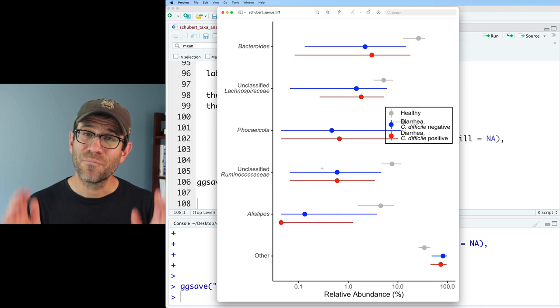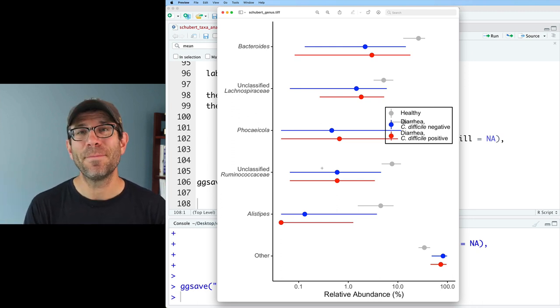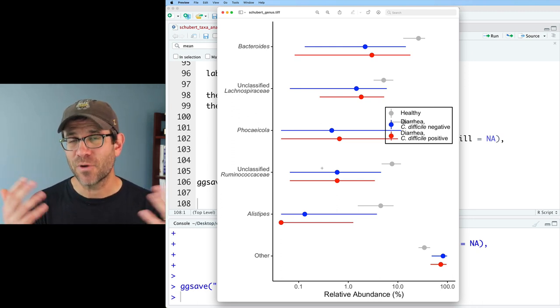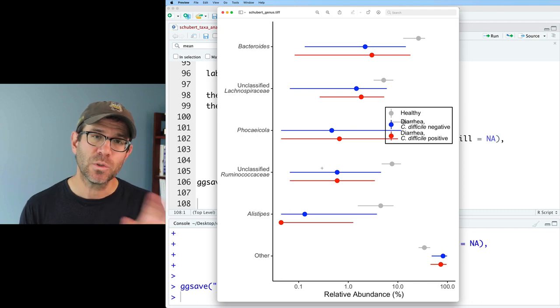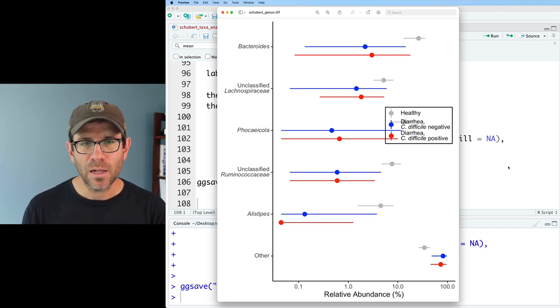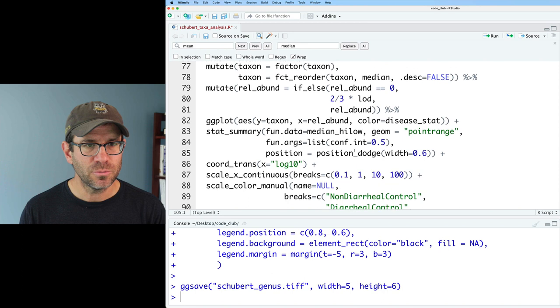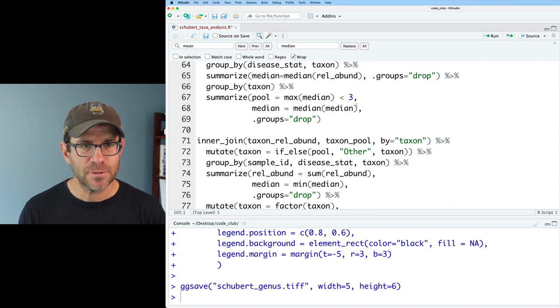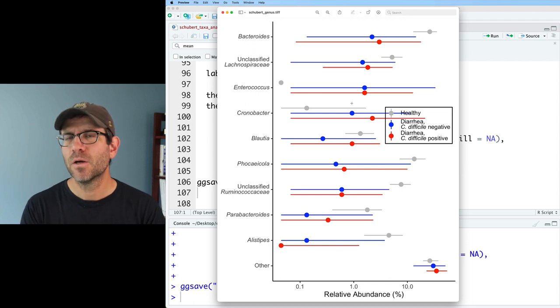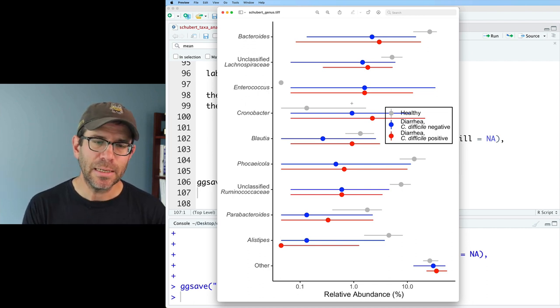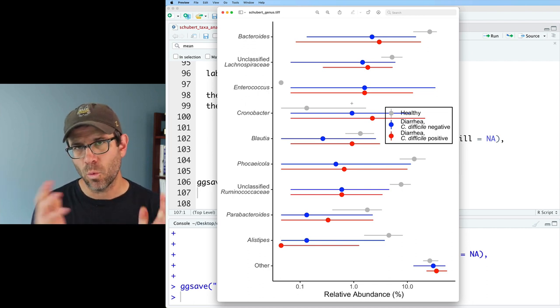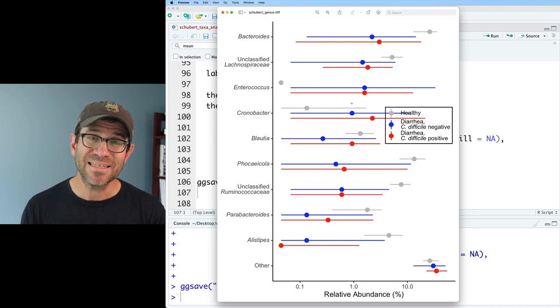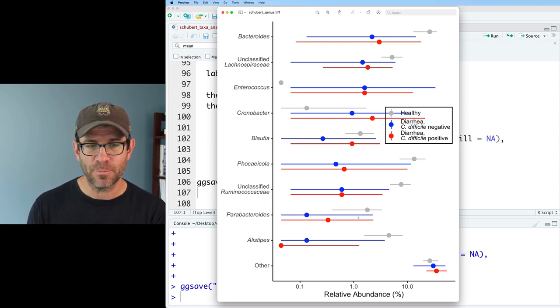And so now we have fewer populations where the median for any of the three groups was greater than 3%. What I'll do now is come back up to my pool and instead of doing 3%, let's go ahead and do 1%. And so now we have more populations being depicted here where one of the three disease status groups has a median value greater than 1%, right?